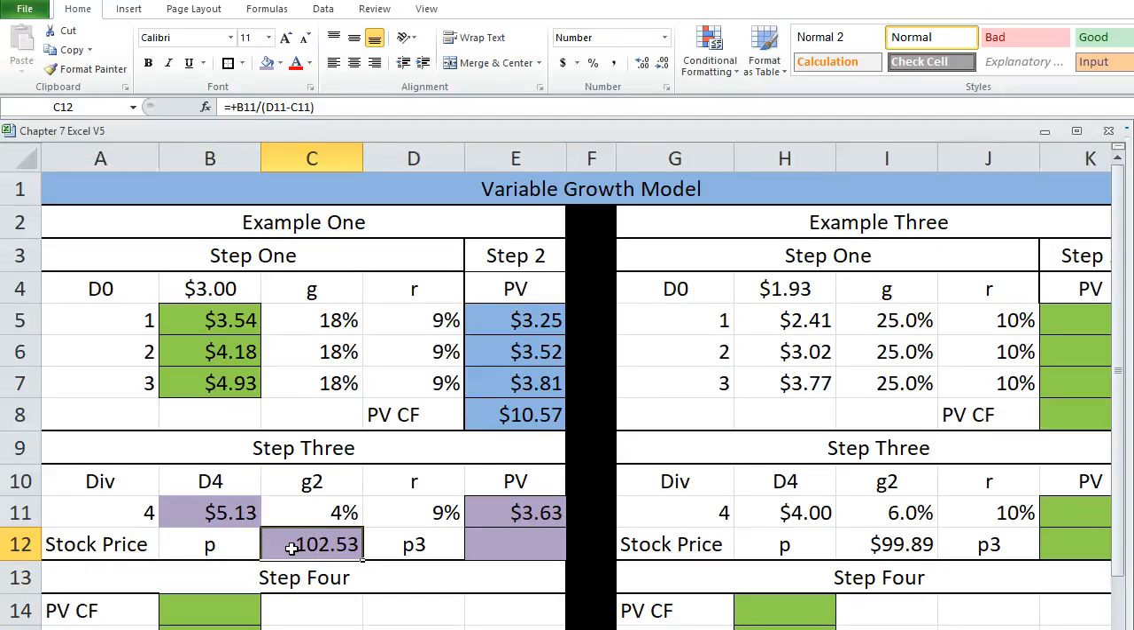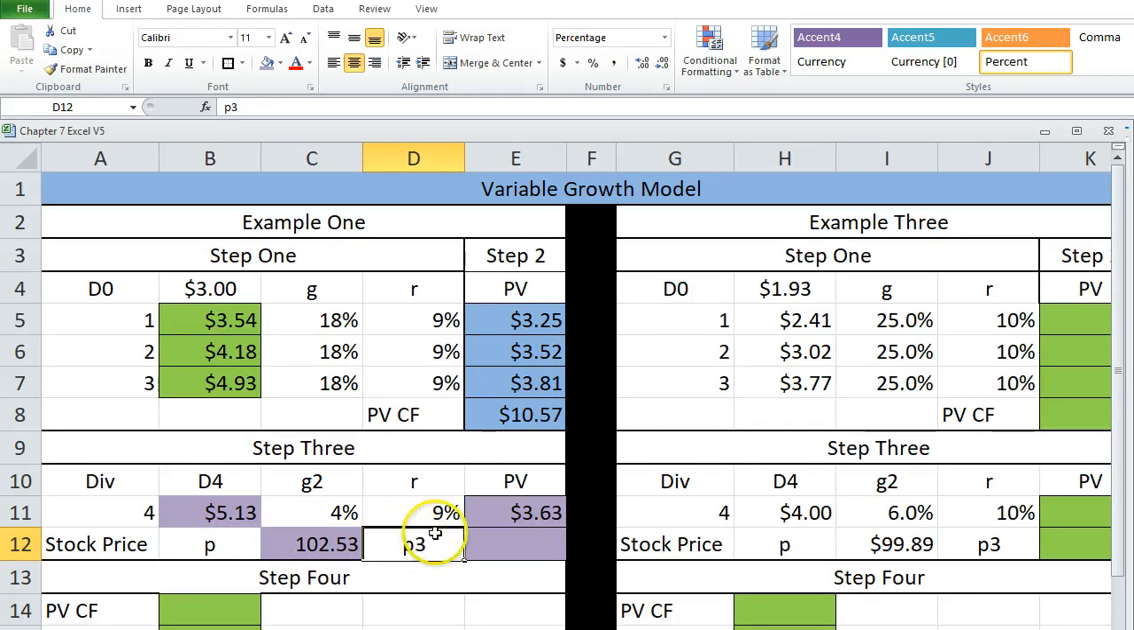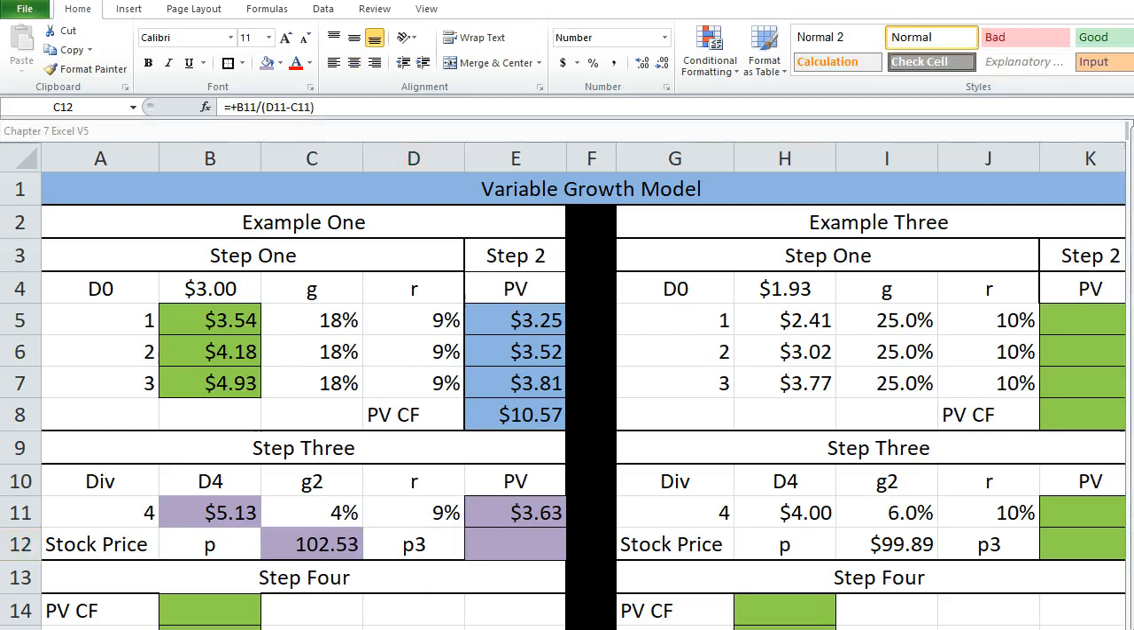So now let's figure out, this is our stock price. What about our stock price at year 3, or P3? How would we calculate that? So here we're going to use B11. Nope. We will use C12, which is the stock price, and then we're going to divide it by 1 plus D11, which is the required rate of return, to the exponent of 3.